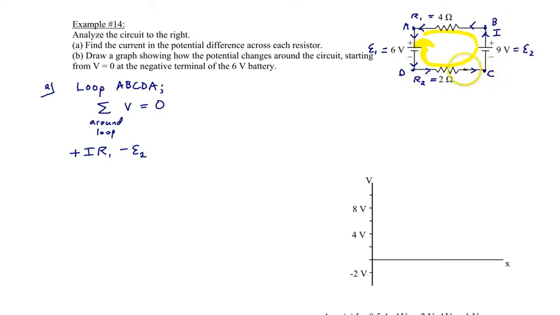And then as we move from C to D, we are going to the left, but the current, remember, is going counterclockwise, which is to the right here on the bottom side. So therefore, once again, you're going up the waterfall. So that would be an increase of I times R2 of a voltage for C to D.